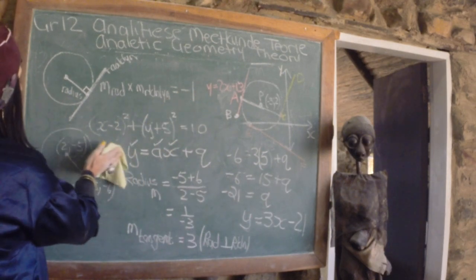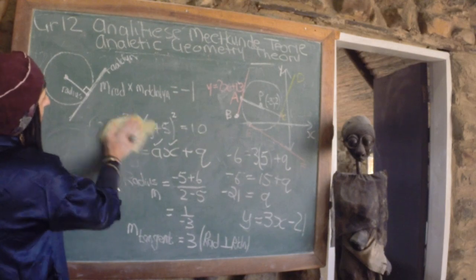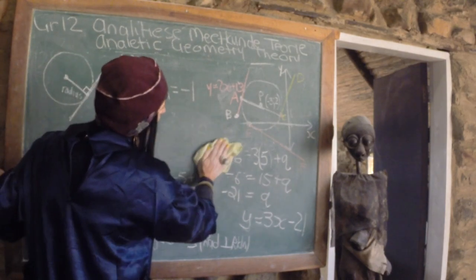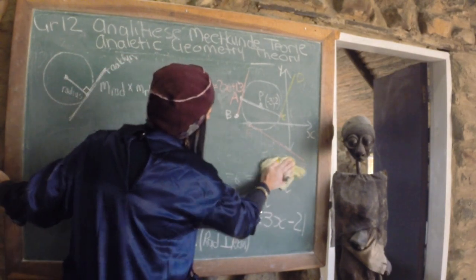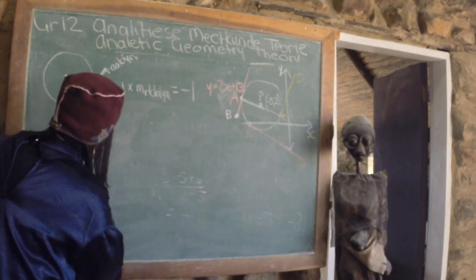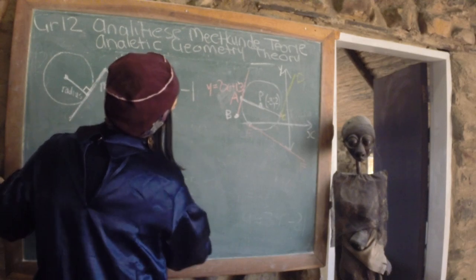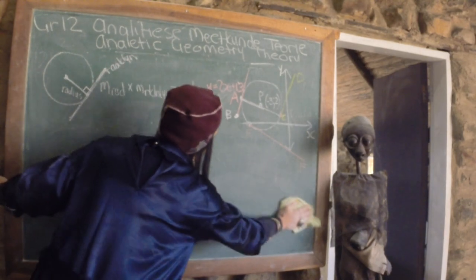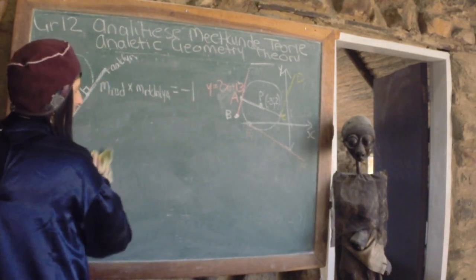Let's go to the next example. As ons gaan kyk na hierdie sirkel, dan sien ons dat hierdie sirkel baie raaklyne het. Kan julle sien, ek het 'n rooi raaklyn, 'n geel raaklyn en 'n bruin raaklyn.